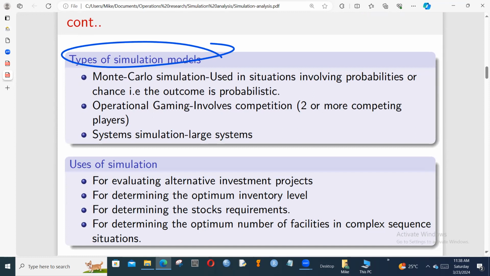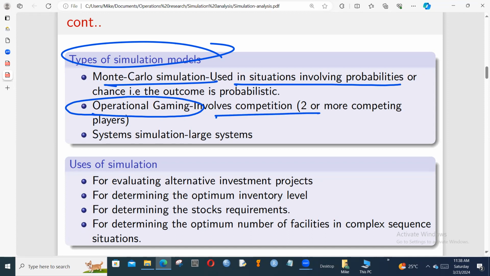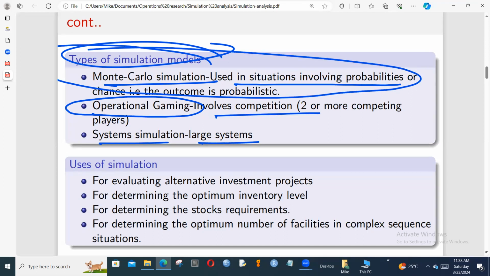So for the 3 types of simulation models for simulation analysis, we have the Monte Carlo simulation, which is going to be our thing for this lesson. And this one involves probabilities or chance. So each outcome of a variable will be given some probabilities. But we also have another form of simulation models, which is called operational gaming or game theory. And this mostly involves competition of 2 or more competing players. And we also have system simulation for large systems. So for us, we are narrowing down to the first one in this particular unit.